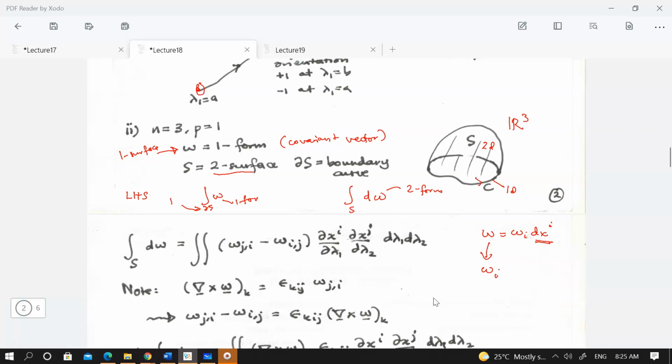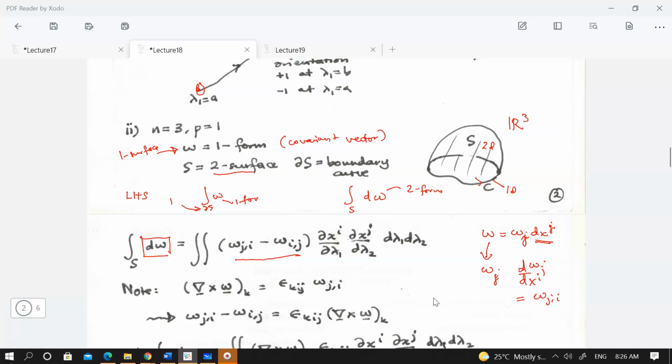So I want this to be j, so this is j. So when I do the derivative with respect to xi, for example, then this is omega j. So this is really omega j comma I. But this one is not anti-symmetrized, so we need to anti-symmetrize that, and that gives you this quantity. So this, remember, is the exterior derivative of your covariant vector.